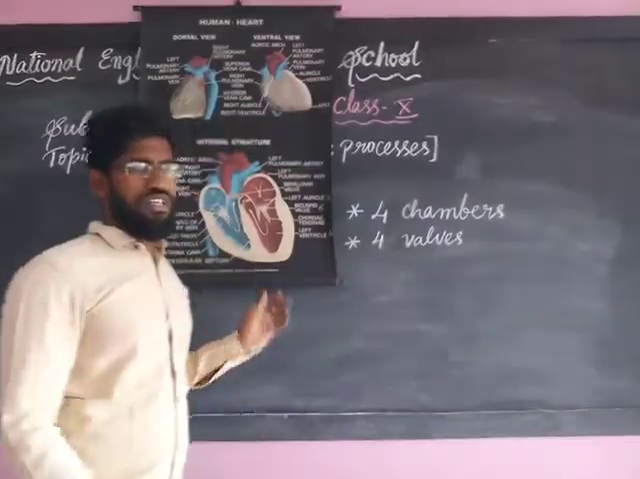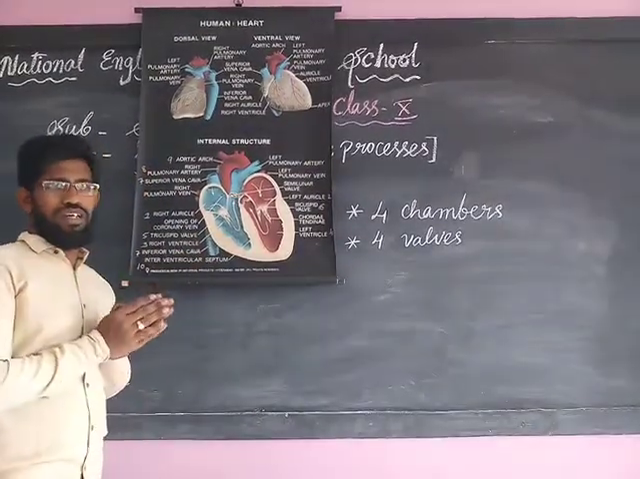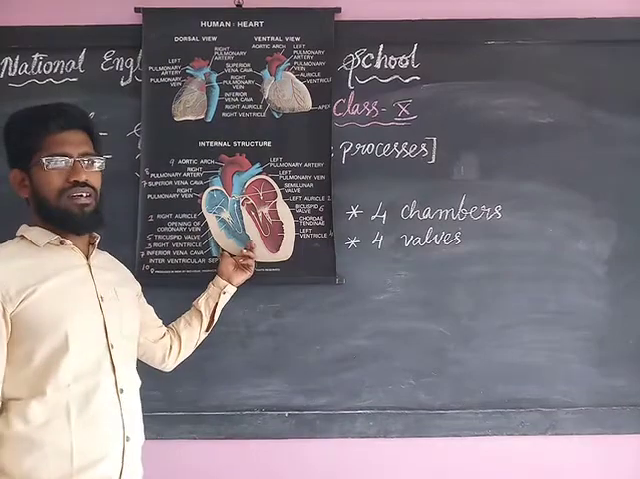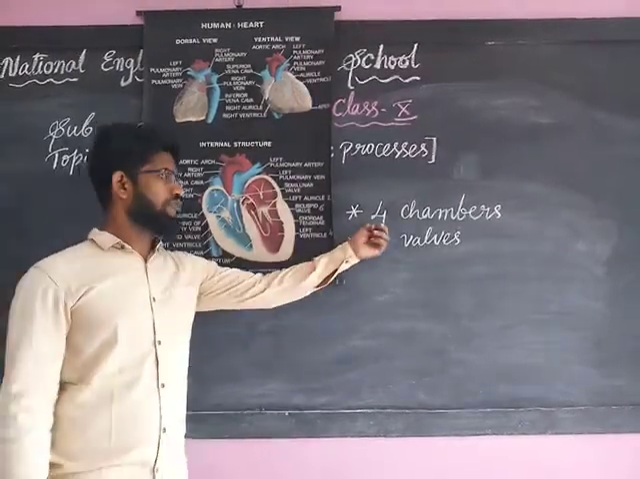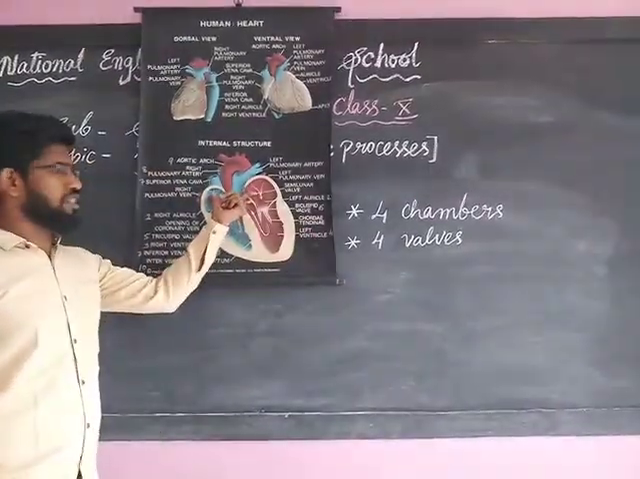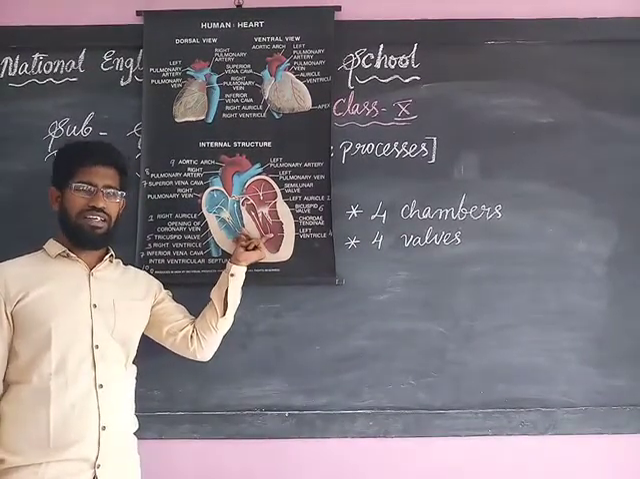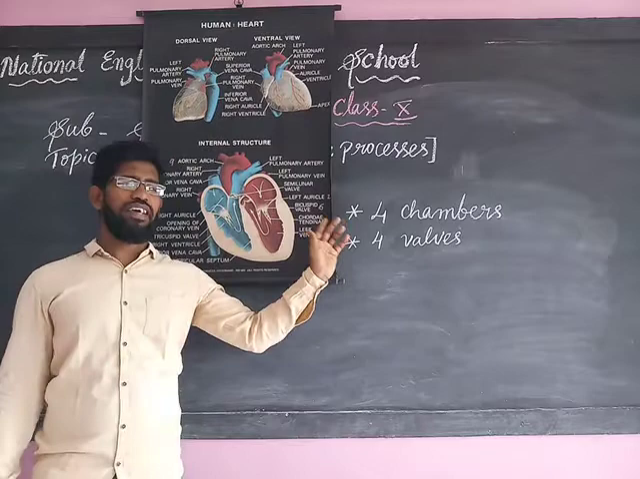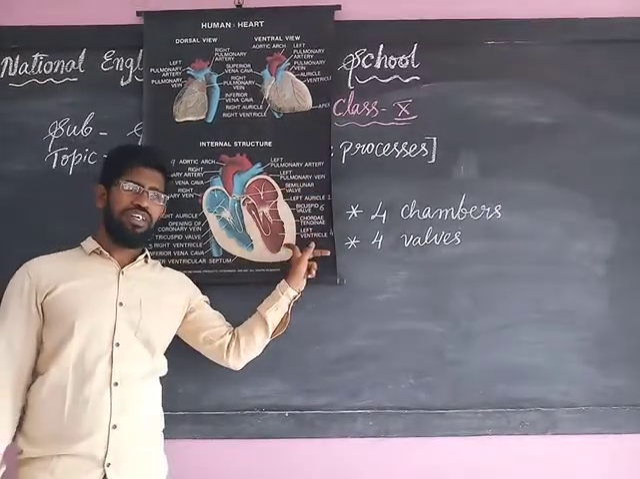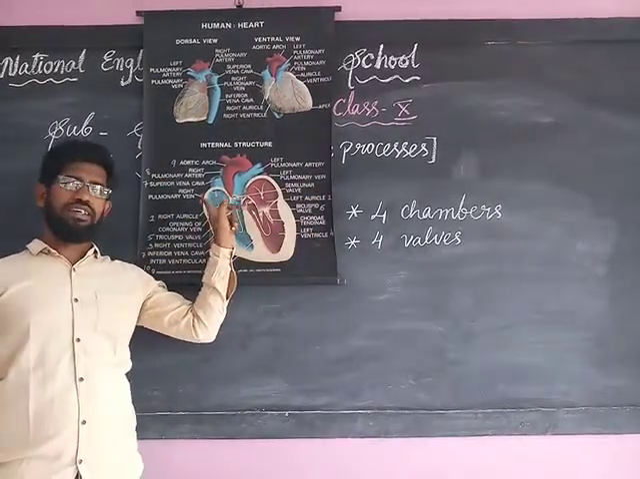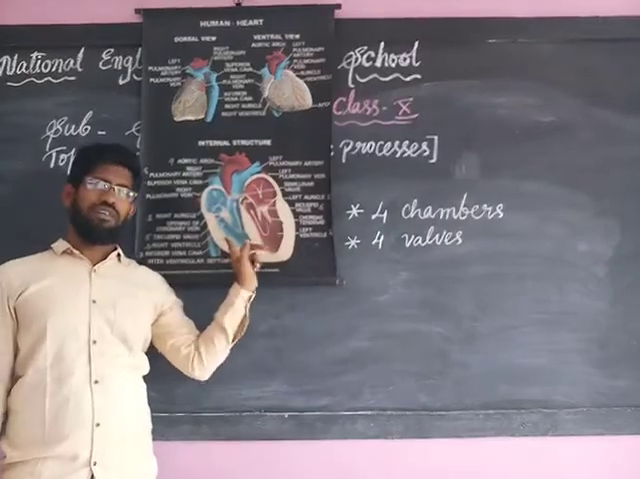Okay, dear students, come to that one. Let me study the human heart in detail. The human heart mainly consists of four chambers. These two upper chambers are called atria and these two lower chambers are called ventricles. On the left side, they are called the left atrium and left ventricle. On the right side, the right atrium and right ventricle.